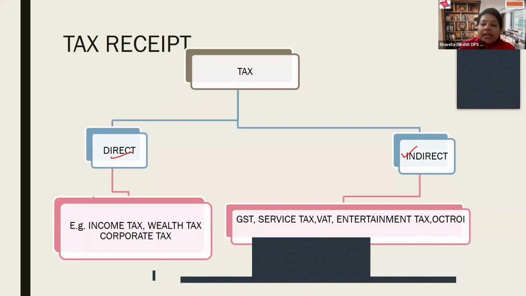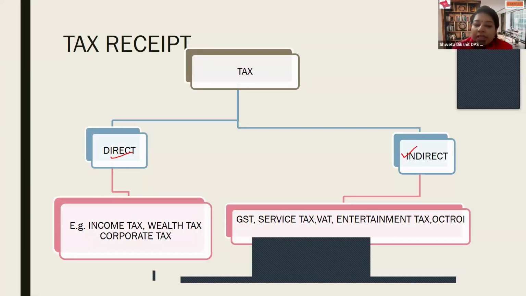Now the prominent direct taxes are of course income tax, wealth tax, corporate tax, property tax. If you hear them carefully, whatever taxes I am calling, income tax, wealth tax, corporate tax, property tax, production tax, these are the taxes which are directly paid by the person who is liable to pay them. And they all pay directly to the government.